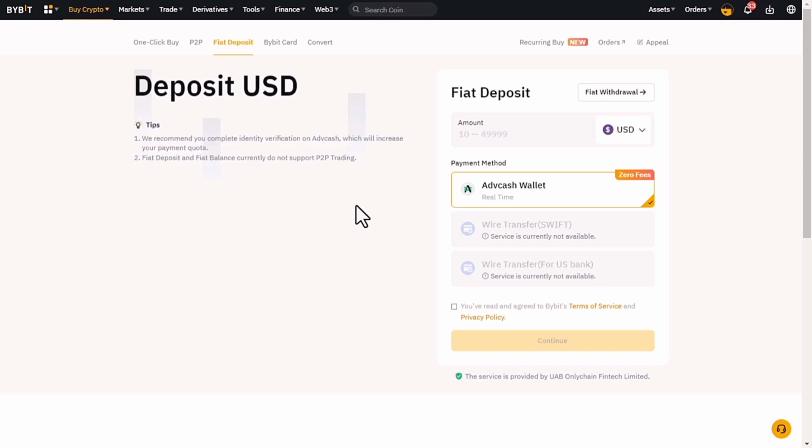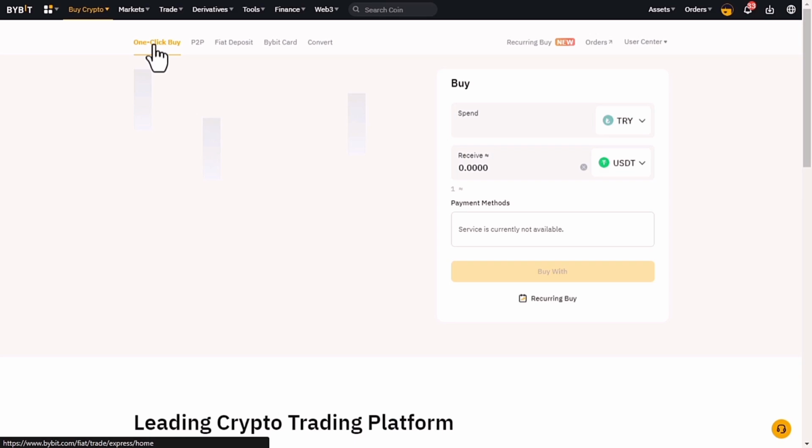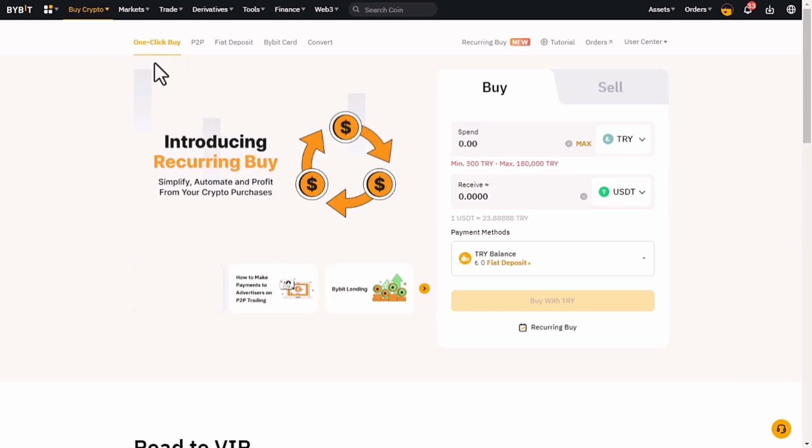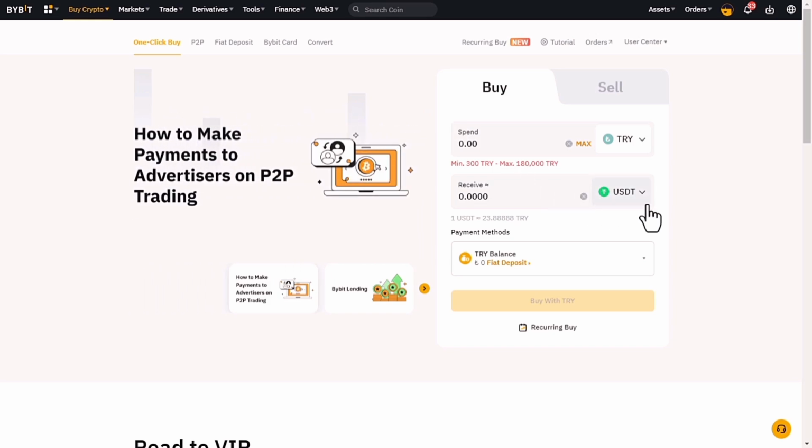So now that you know how to transfer your fiat currency to Bybit, of course you want to know how to buy crypto. Here's a really easy option. Here you can click on one click buy, and it's more or less the same procedure as the previous one, but there are two options. First, let's imagine you used the previous method and you already transferred some of your fiat currency.